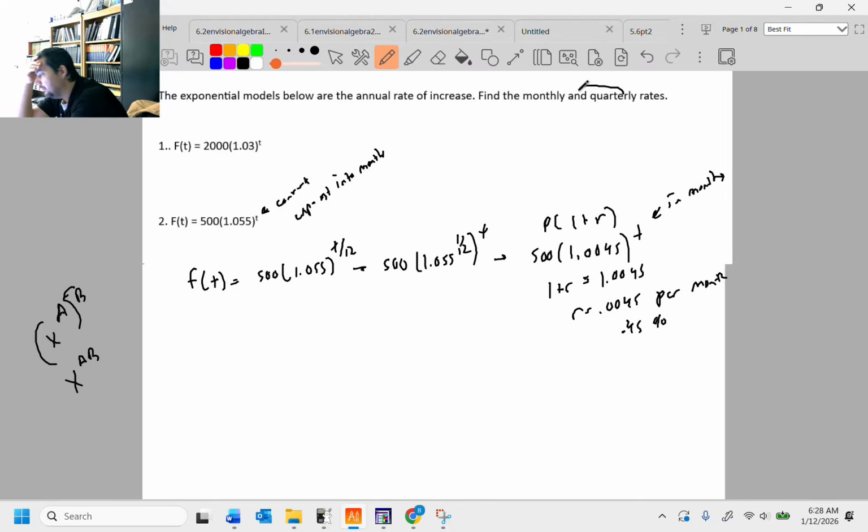Now, quarterly, it's the exact same process, except there's 4 quarters in a year. So we're just going to divide by 4. And we're going to do the same thing. We're going to move a piece of that exponent inside.